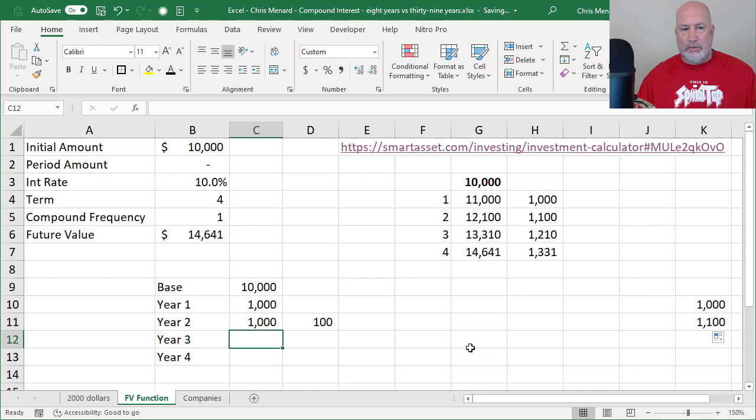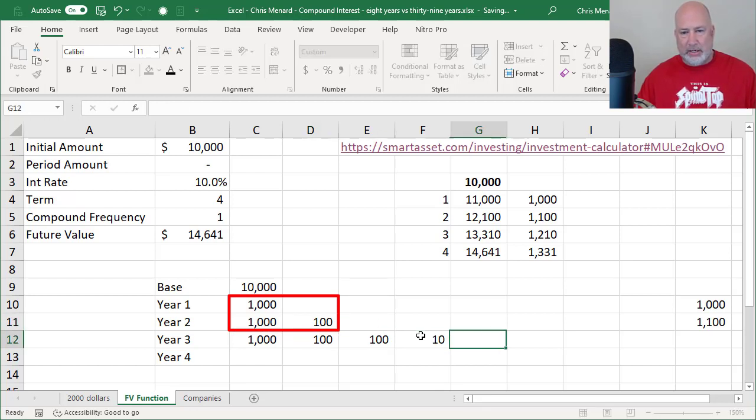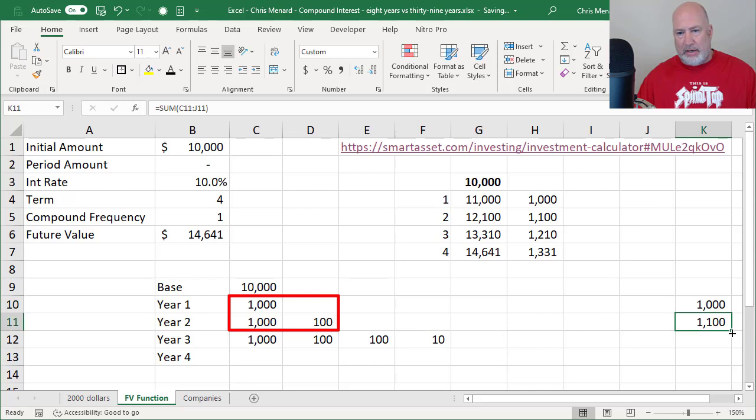So year three, with simple, I would only have $1,000. But with compound, I'm going to do the math in my head so you don't have to sit here and watch me type functions. So I get that no matter what. But I'm also getting 10% of this 1,000, which is 100. I'm getting 10% of year two's 1,000, which is 100. And then I'm getting 10% of that 100. 100 times 10% is 10 bucks. Pull that down.